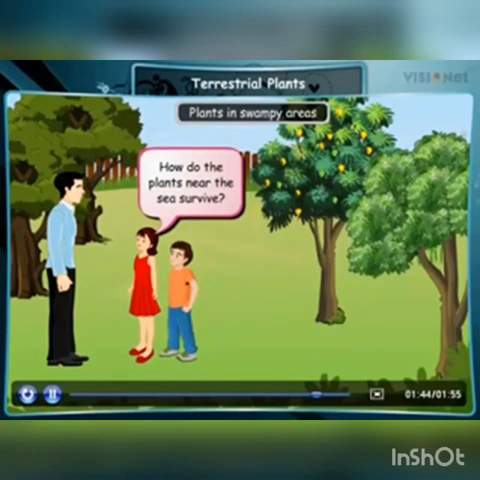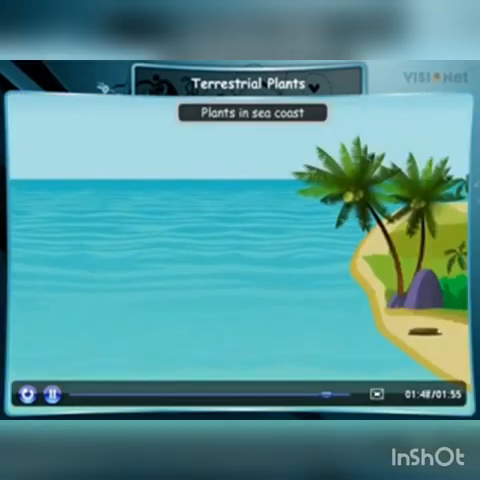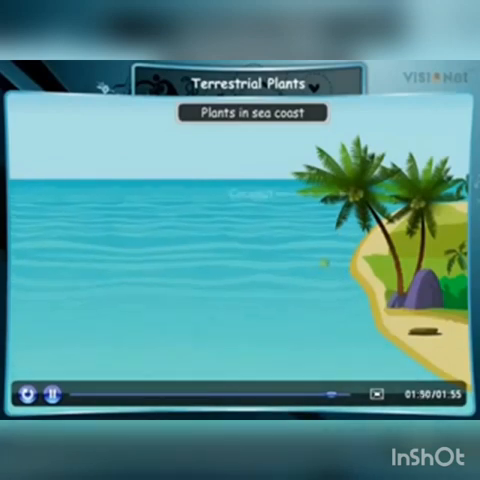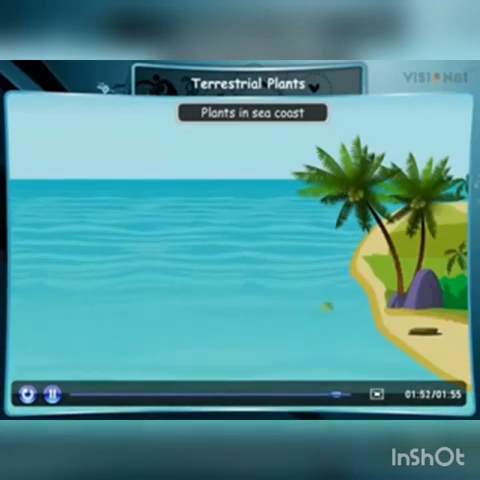How do the plants near the sea survive? Plants like coconut can live in salty areas and heavy rainfall. The seeds get carried away by water.